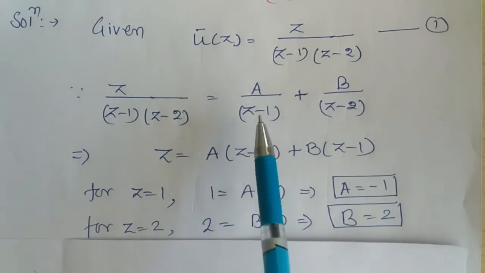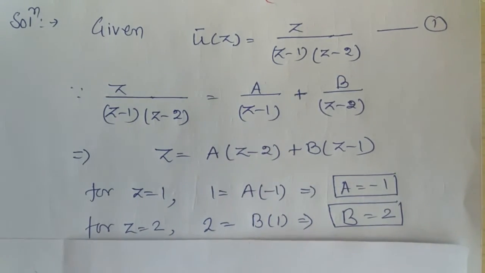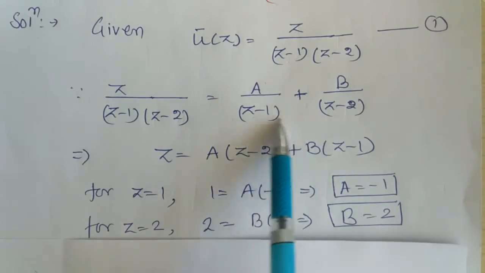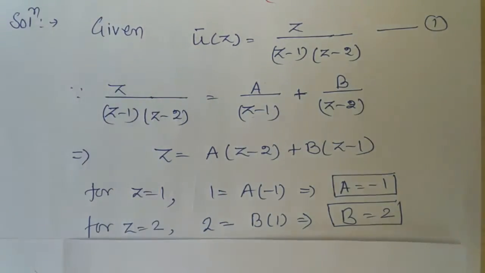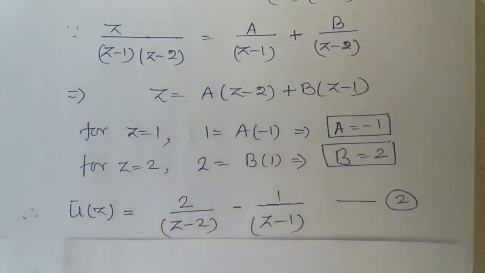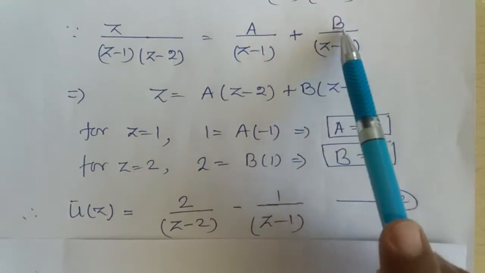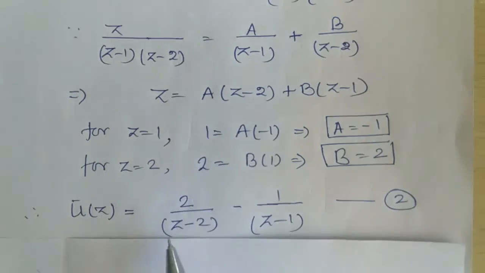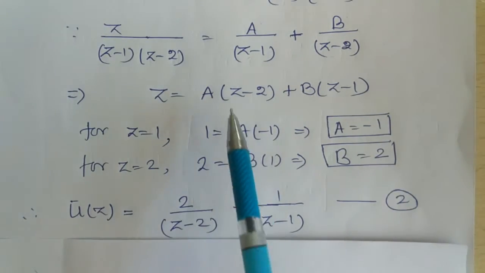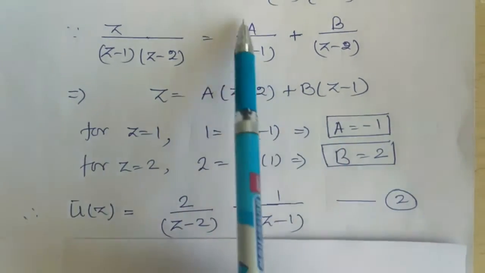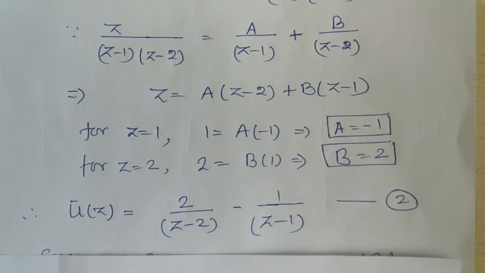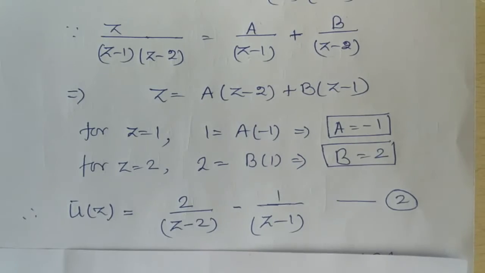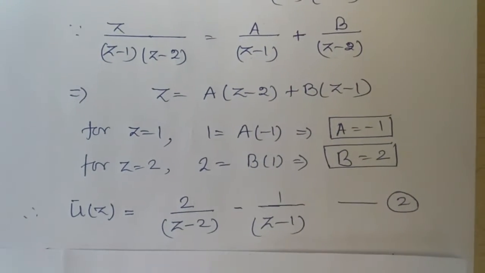So putting the values of A and B here, we get U bar Z. So U bar Z is equal to, the value of B is 2, so we write 2 upon Z minus 2, plus the value of A is minus 1, so we write minus 1 upon Z minus 1. So this completes the partial fraction of the given U bar Z.